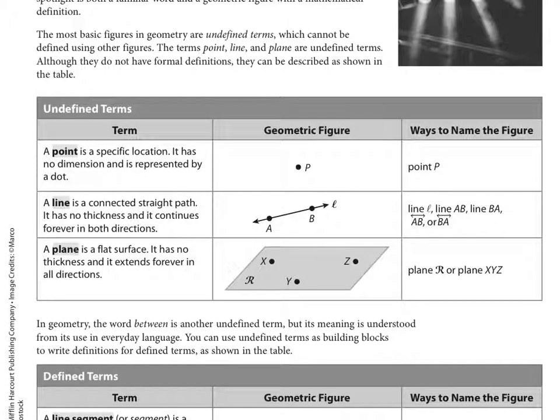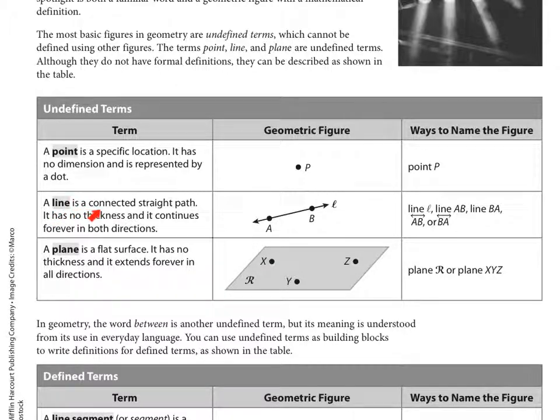So let's start with point. A point is a very specific location. It has no dimension. So if you hear me refer to it as 0 dimensions, right? It doesn't go up, down, left, or right. It's just one very specific location. This is what it looks like. This is how we label it. We'll have some practice with this later on.